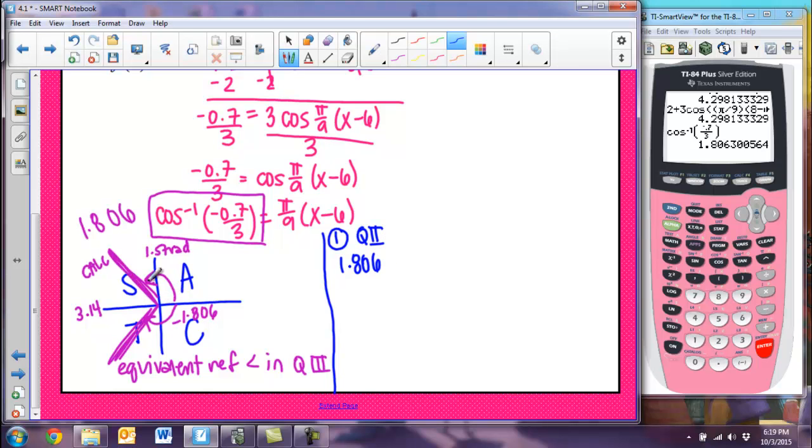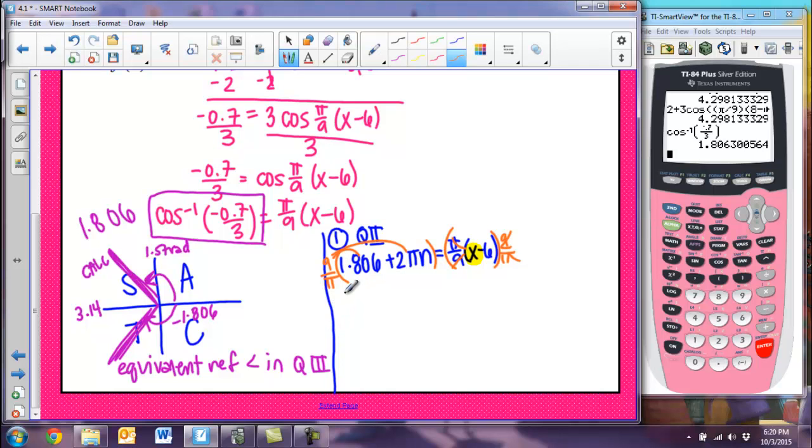Remember, to find a general solution, you're going to say, well, I could just keep adding coterminal angles. So 2 pi times n, and that would equal whatever was over here, so pi over 9 times x minus 6. Now this is just an equation that you need to solve for x. In order to do that, on both sides, I'm going to multiply by 9 over pi, the reciprocal of that, because that'll cancel out all that business. And then I can distribute.